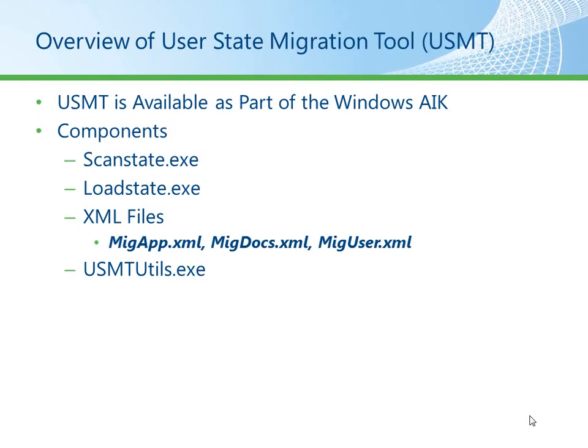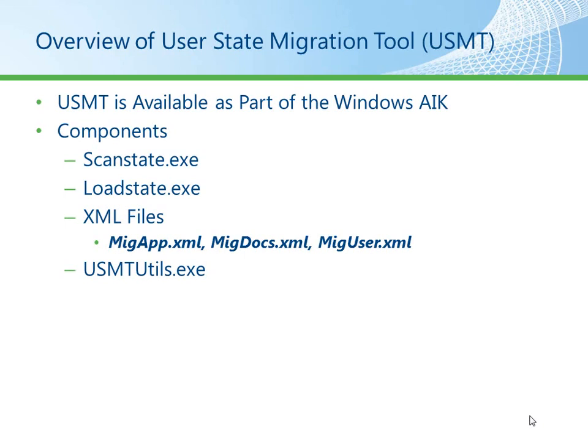And so the USMT actually breaks down into several components. You can see them up here. As you can see from the previous slide, we have two executables, scanstate.exe and loadstate.exe. Those two executables are used to scan the computer you migrate from to get the data that you want to migrate. And then loadstate is used to actually load that data back into the new operating system that you've installed.